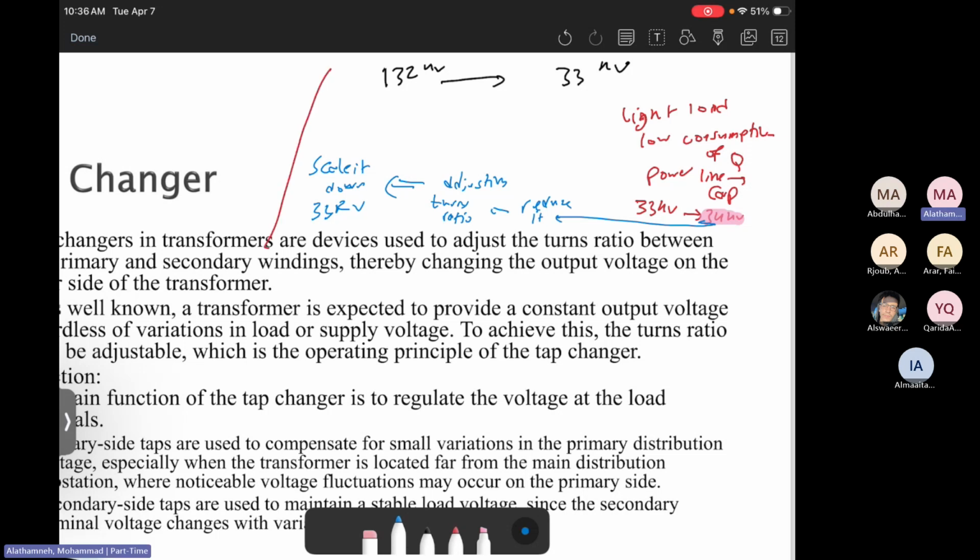Under heavy load, what's happening? There will be high reactive power consumption. Since there is high reactive power consumption, this will cause inductive effects. The inductive effects will make it lagging, which is decreasing the power factor and decreasing the voltage.